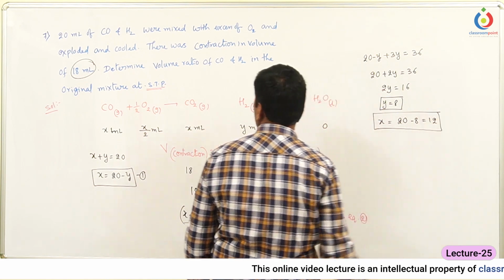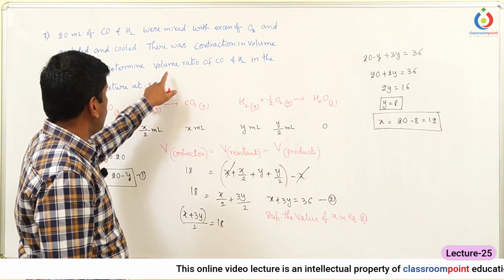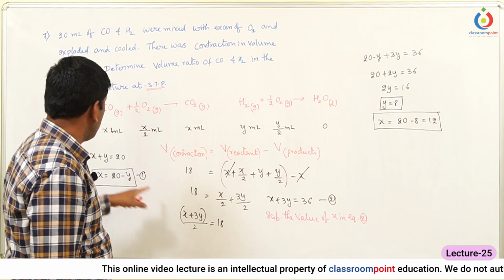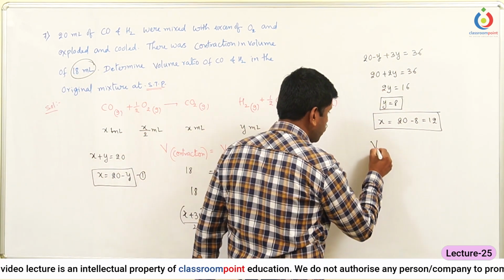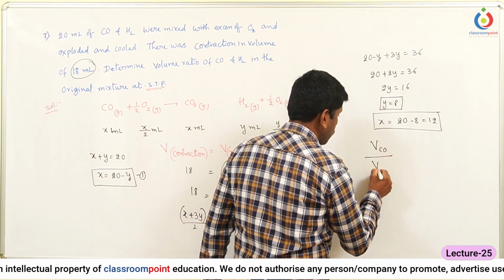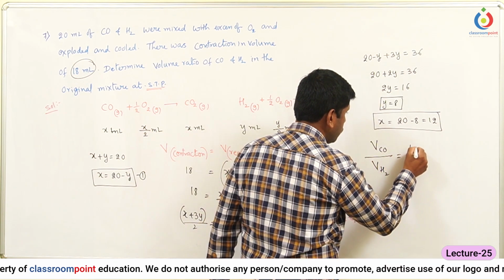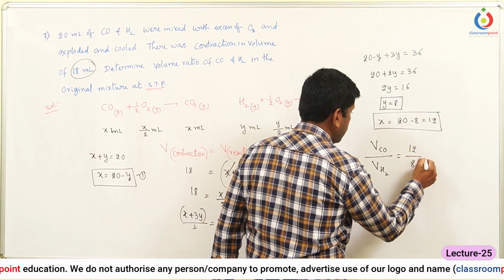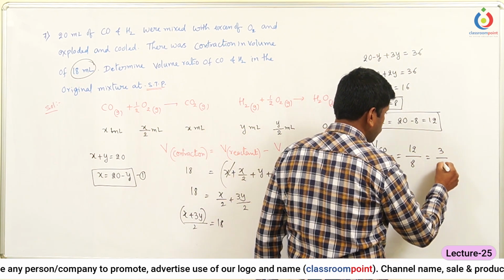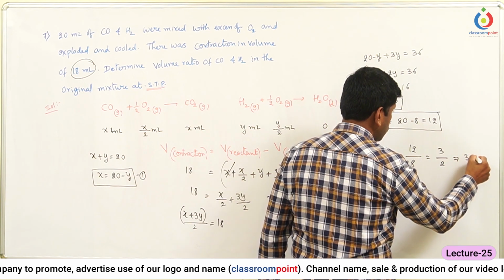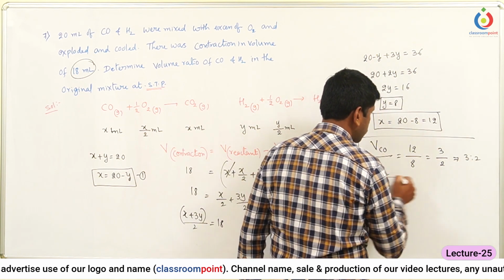So what are they asking here? The volume ratio of CO. CO is the X value. X value is 12. So the volume ratio of CO divided by the volume of H2 equals 12 divided by 8. So 4 threes are 12, 4 twos are 8. So this is equal to 3:2.